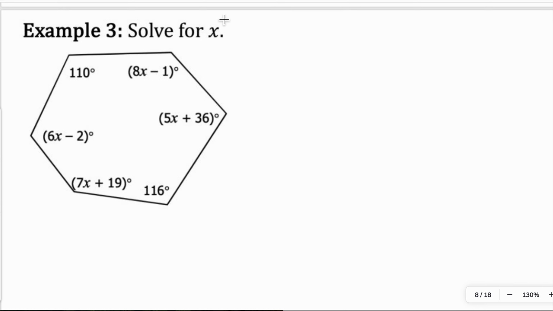You go ahead and try example 3. Pause right here, try example 3. This is a hexagon, so 6-sided. And then once you're ready to check, go ahead and click play.